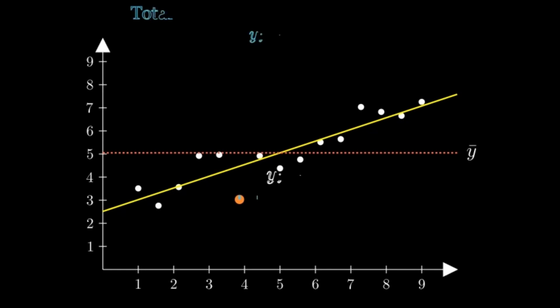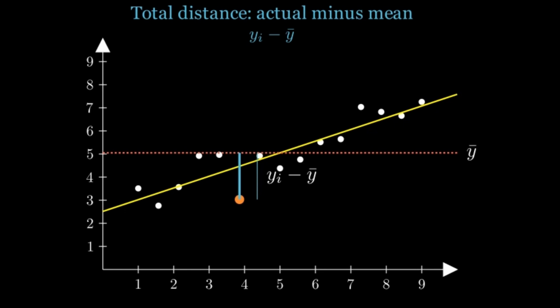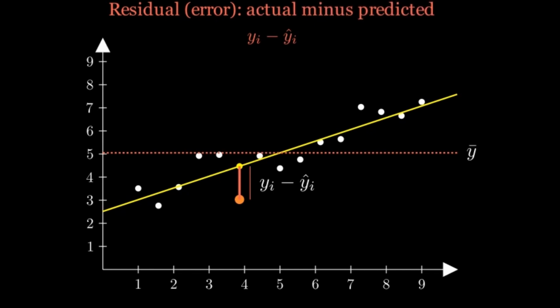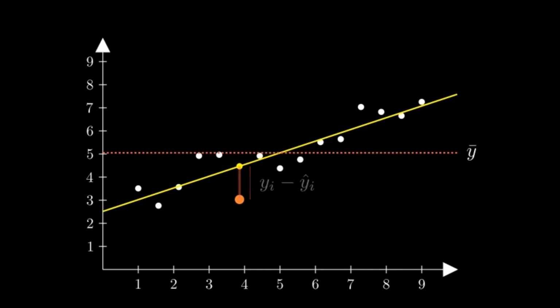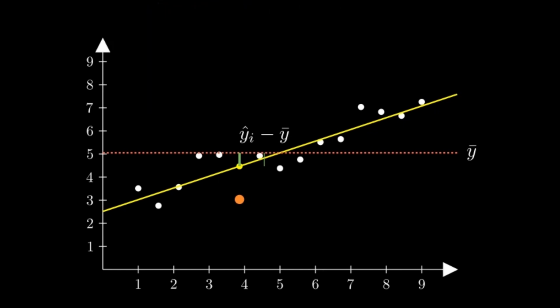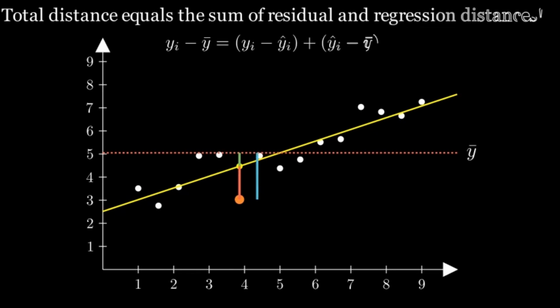First, we have the total distance, which is the difference between our actual data point and the overall average of all the data points. This represents the total variation of that point from the mean. Next, we have the residual, or the error. This is the distance between our actual data point and the value our model predicted. It's what the model couldn't explain. Finally, we have the regression distance. This is the variation that our model did explain. Notice something interesting? The total distance is the sum of the residual and the regression distances. This isn't a coincidence, and it's the key to understanding ANOVA for regression.